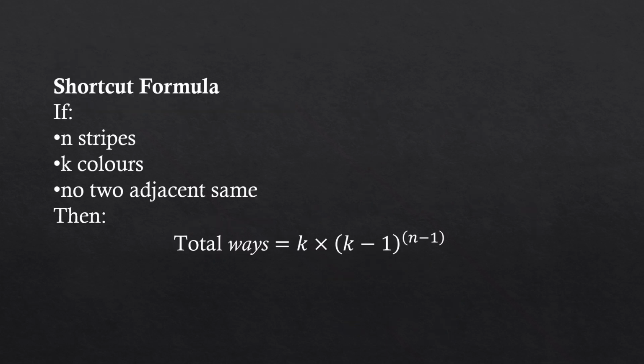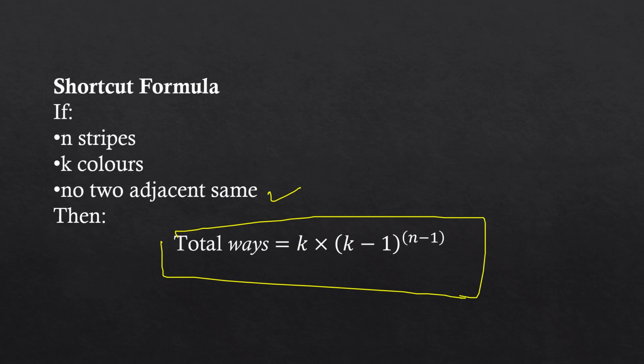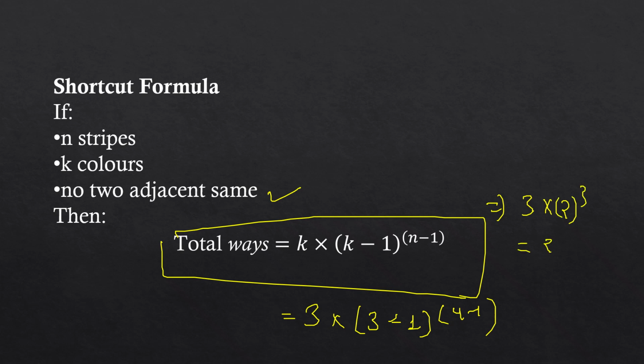There is one formula for your examination purpose. If you have less time or didn't understand the question, you can use this kind of formulas. If n strips, k colors and no two adjacent same, then total ways is k times (k minus 1) to the power n minus 1. Like we have total 3 colors, then 3 minus 1, and n minus 1, total 4 strips. So you can get 3 multiplied by 2 to power 3. 24 is our answer.